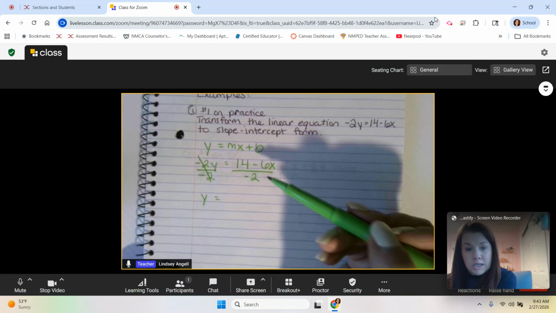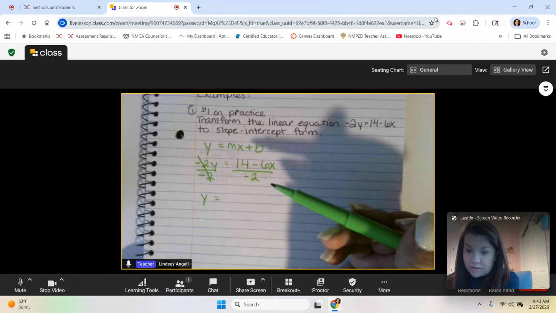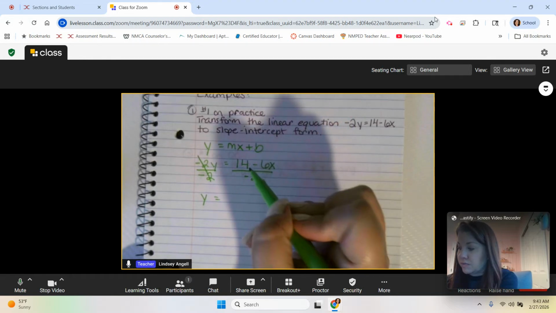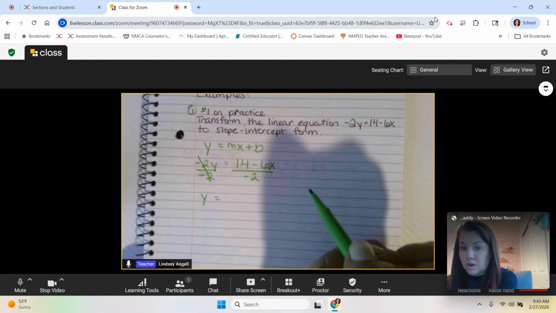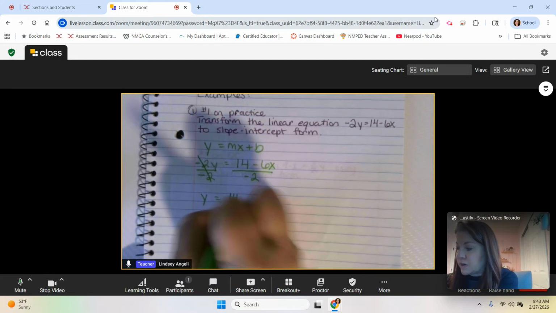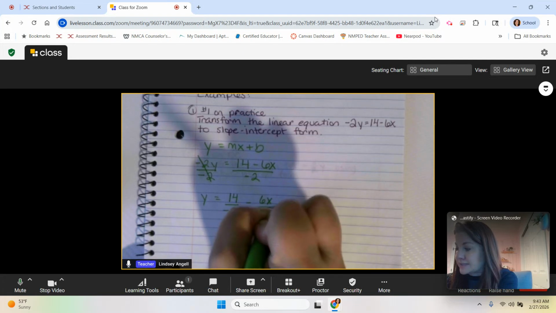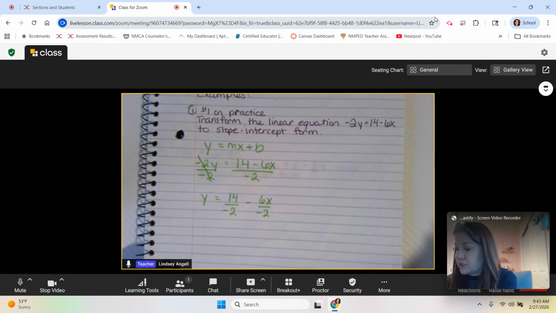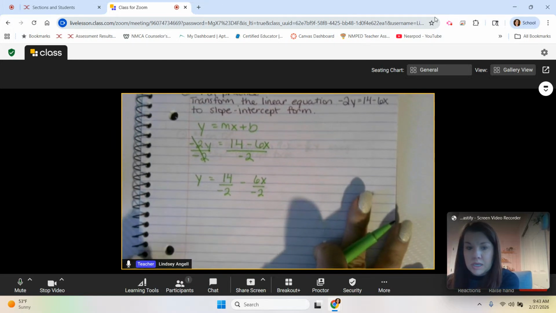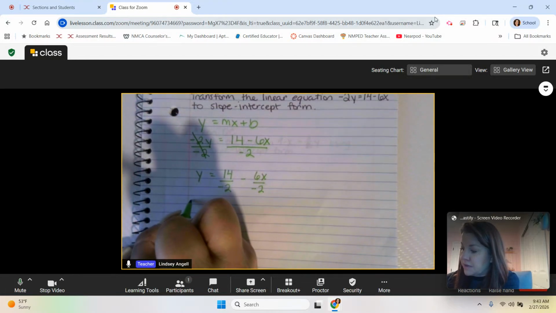Now, in order for this to work, we have to divide everything over here by negative 2. So each term is going to be divided by negative 2. Another way we can look at it is 14 divided by negative 2 minus 6x divided by negative 2. So with that, woohoo, y is by itself.